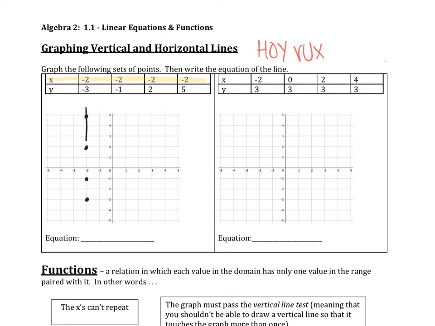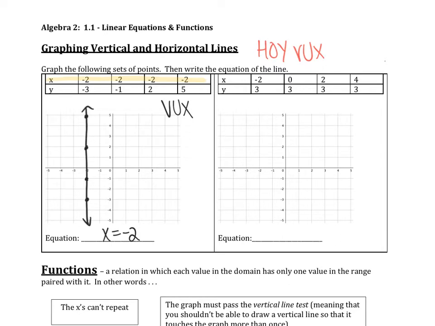So if I make a line out of that, I can easily tell that that is a vertical line. So if you recall VUX, vertical line, when I go to write this vertical line, I'm going to say that x equals -2. That's how I would write the vertical line, x equals. And all of the x's are in common, so that makes sense for how you would write that equation.